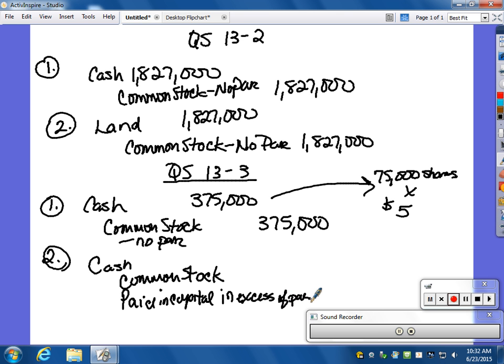What amounts are we looking at here? How much total cash did we receive? 450,000. What about common stock? How much was it worth? 375,000. And what was our paid in capital in excess of par? 75,000. Good. So the paid in excess goes whenever it's over or less. It doesn't matter if it's a gain or a loss. You would always use paid in capital in excess of par for whatever that amount is.